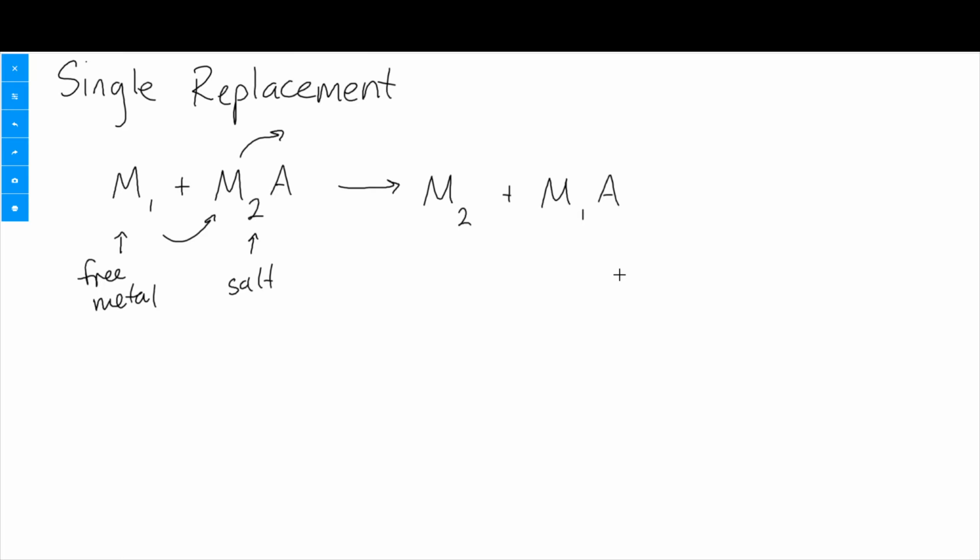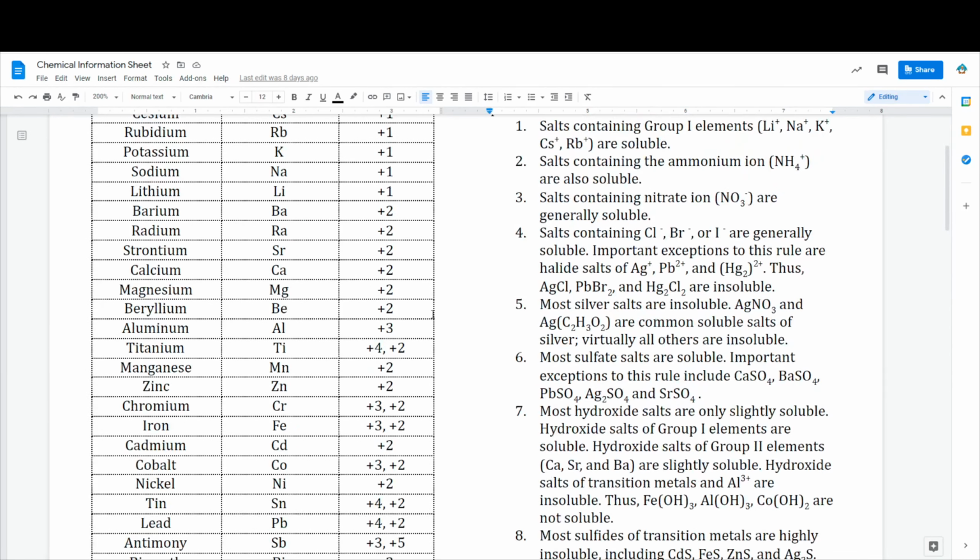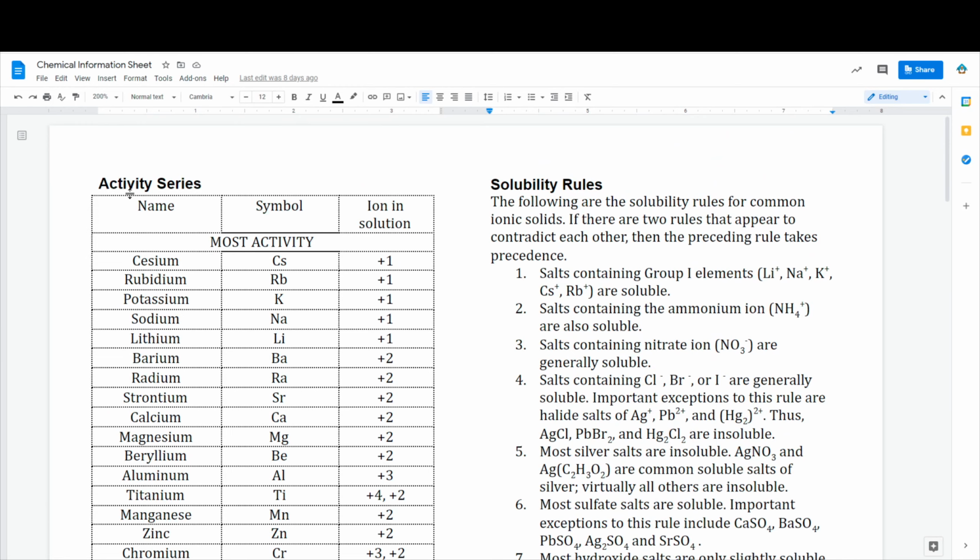And so the way metal 1 kicks out metal 2 is metal 1 has to have a greater activity than metal 2. Okay? So the activity of metal 1 has to be greater than the activity of metal 2. Activity is just a fancy way of saying I'm more reactive. And so in solution, we have all sorts of different activities for the metals. And so where you can look on the chemical information sheet is looking at the activity series.